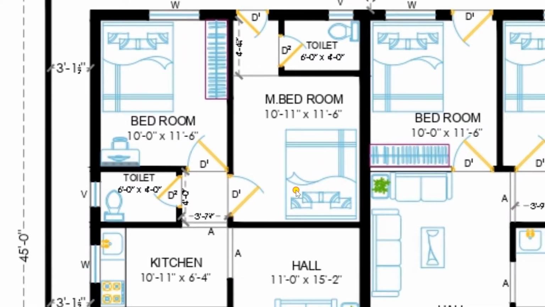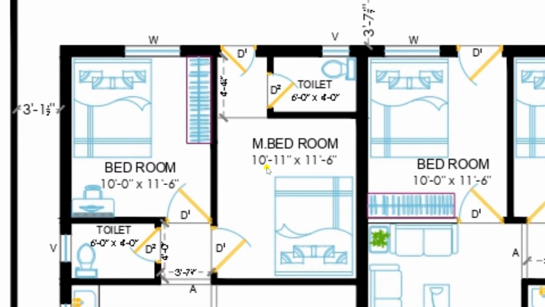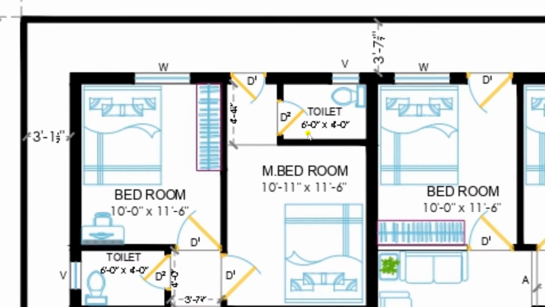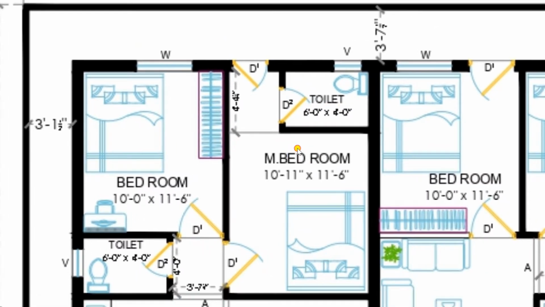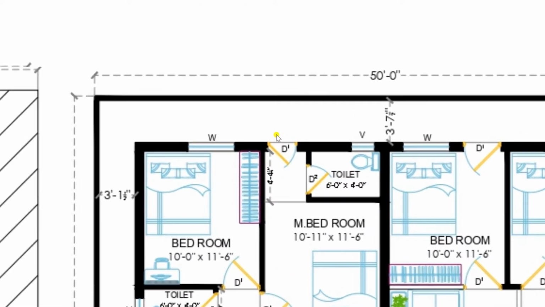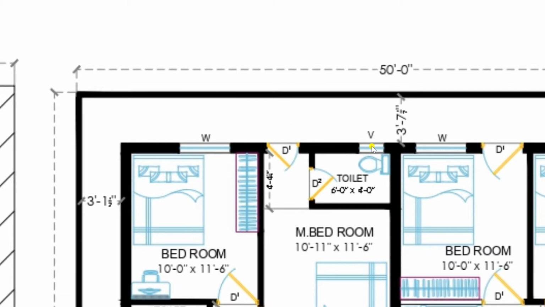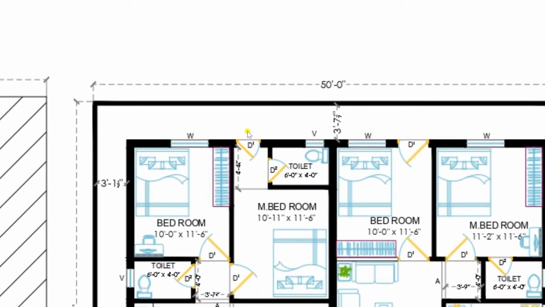Let us see the first thing, the master bedroom. The master bedroom is of size 10 feet 11 inches by 11 feet 6 inches with an attached toilet of 6 feet by 4 feet. This is the master bedroom of one family portion. There is another door provided and one ventilator is provided to the toilet. Because there is a setback, we have left 3 feet 7 inches on the backside.